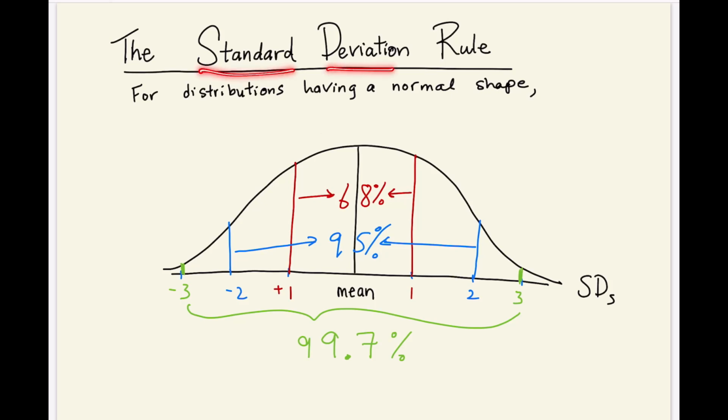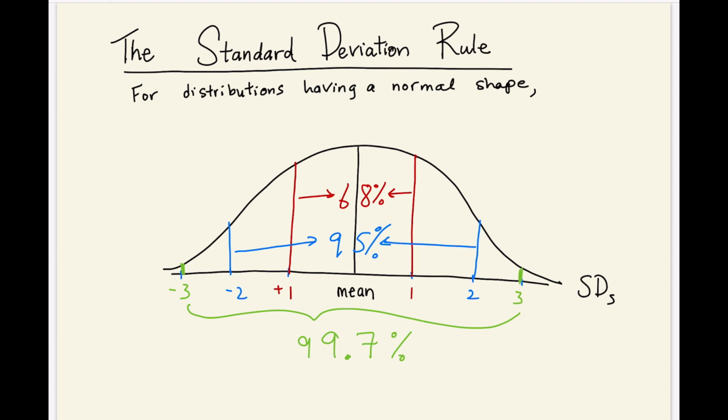The standard deviation rule, also known as the empirical rule, tells us of a very nice property of normally distributed data. Whenever we have distributions with a normal shape, we know that 68% of the data values will fall within one standard deviation of the mean. And we know that 95% of the data values will fall within two standard deviations of the mean, and 99.7% of the data values will fall within three standard deviations of the mean.